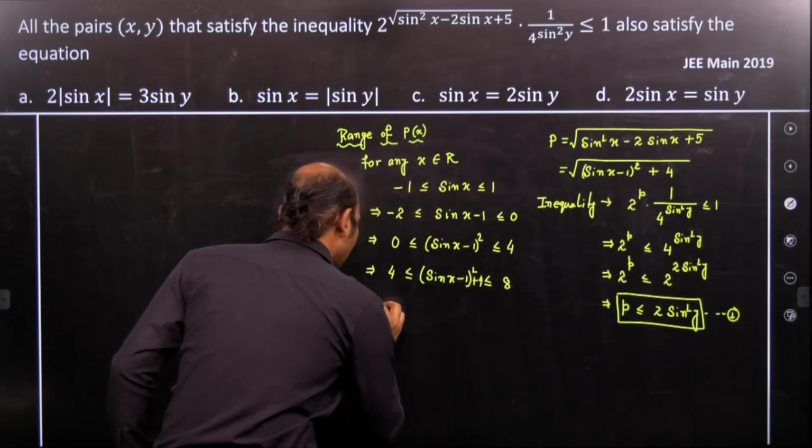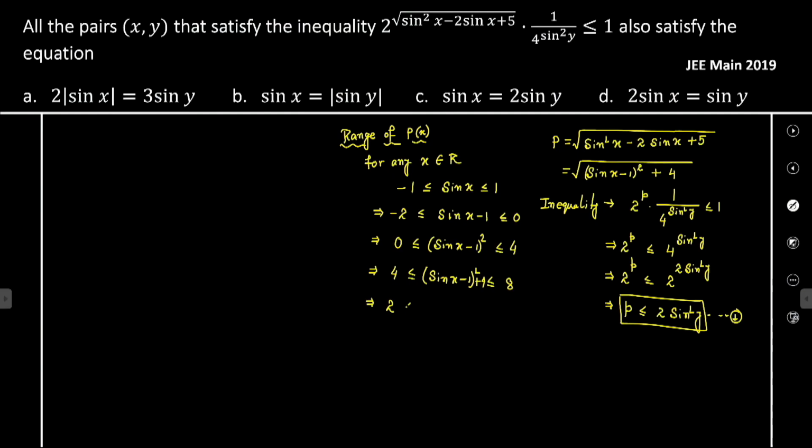So therefore if I take the square root, we'll get 2 less than equal to p(x) less than equal to 2 root 2. So therefore we'll find that the range of p will definitely be the closed interval 2 to 2 root 2.